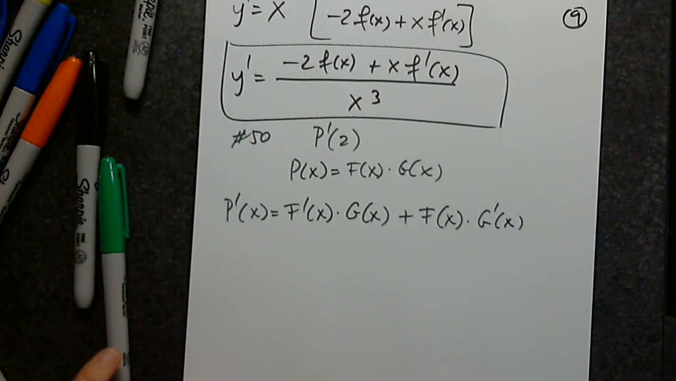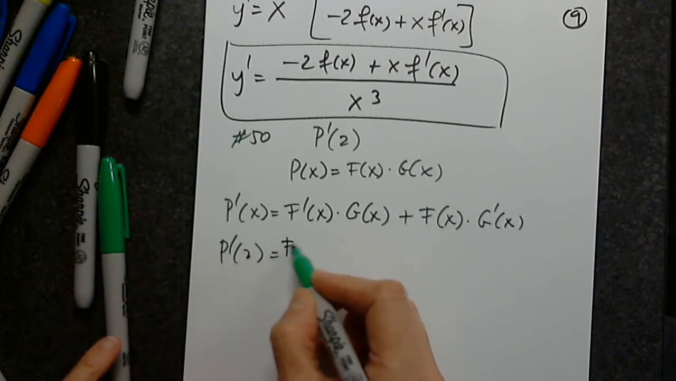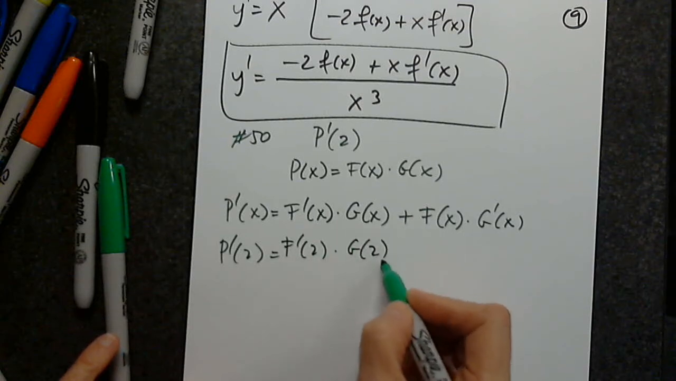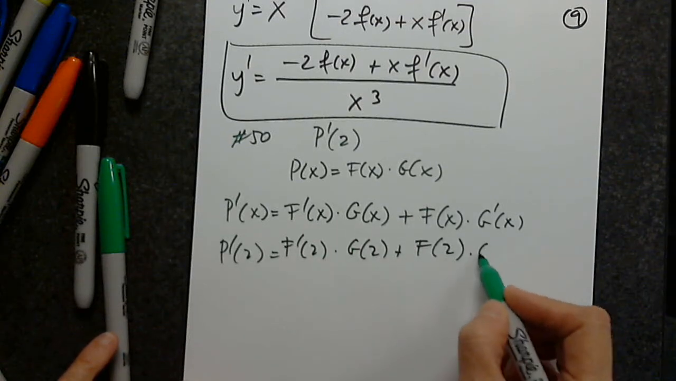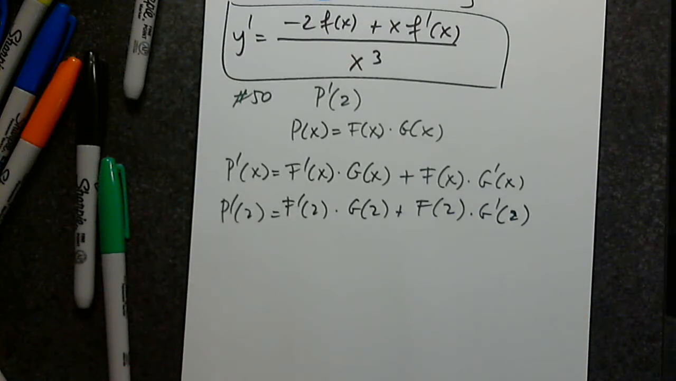So then P prime of 2 is clearly f prime of 2 times g of 2 plus f of 2 times g prime of 2. Agreed? Good. Now we're not given all this information.